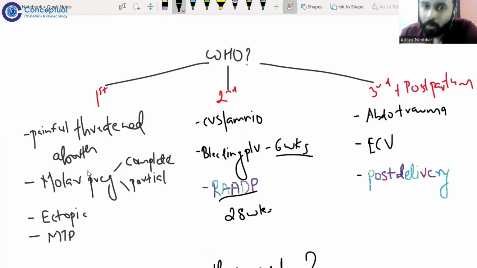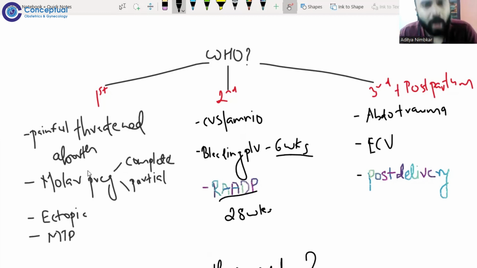Now, to differentiate between a complete and a partial mole, you need a histopathological report, and that report is not going to arrive for at least the next 2 to 3 days. And we also know that the golden period for administration of anti-D injection is the first 72 hours. If it is given after that, the efficacy goes down drastically. And hence, as a blanket thing, we just give it to everyone because we can't wait for a report to tell me whether there was a complete or partial mole.